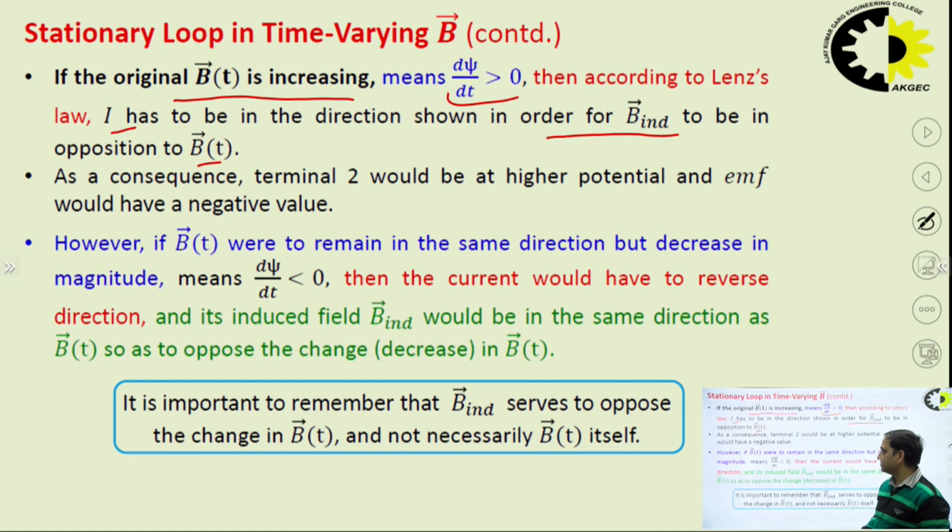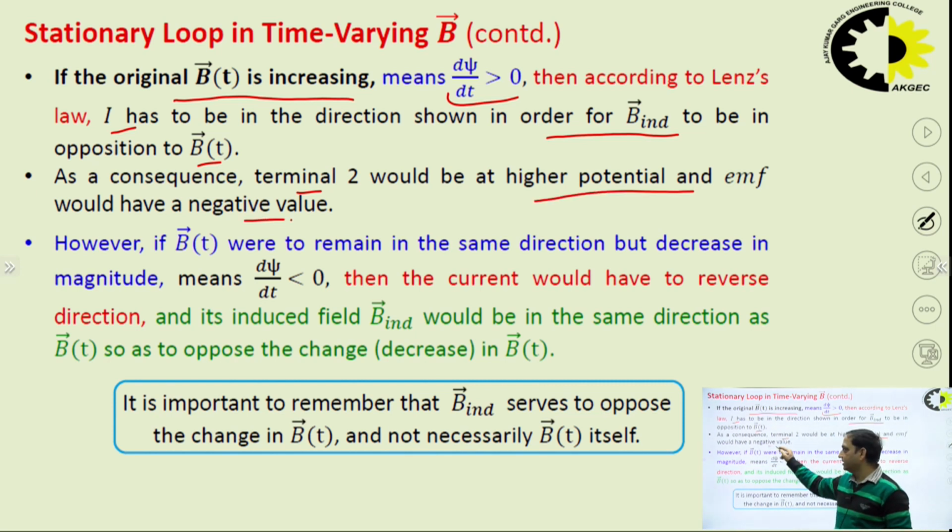As a consequence, terminal 2, which we have discussed in the previous diagram, would be at high potential and the EMF would be at a negative value. As the B value is increasing, the V value will be increased in the opposite direction.